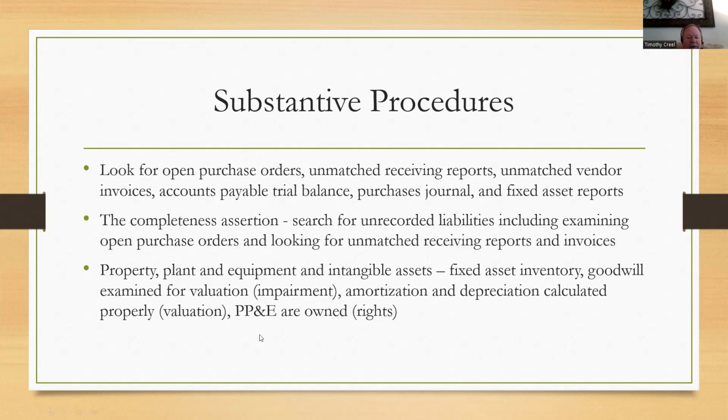And with property, plant, and equipment, is it owned? Do you have the rights to it? You would look at, for example, inventory: is it inventory that you have, or is it on consignment? Again, this would be a question you would look at as the auditor. And with property, plant, and equipment, you would also look to see, is it a leased asset or is it an owned asset? Again, another thing you would look at here as an auditor.